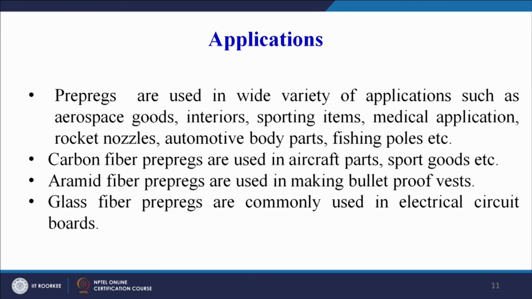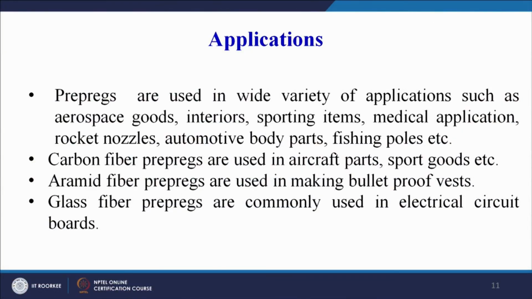Because the fiber and polymer is pre-blended, we can have a mold of the product, roll or lay the prepregs and then cure them completely. We will get our final product. Carbon fiber prepregs are used in aircraft parts, sport goods, etc. Aramid fiber prepregs are used in making bulletproof vests.